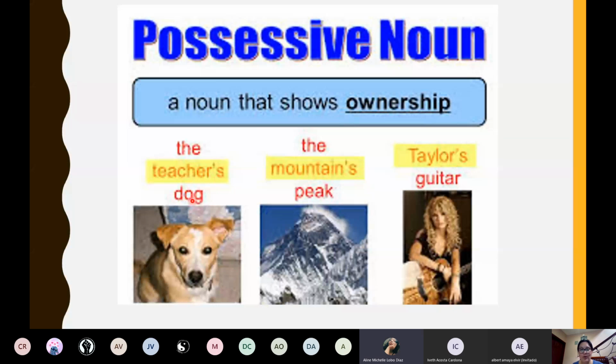The teacher's dog. That means that this dog belongs to the teacher. Now, here we can see the mountain's peak, or the peak of the mountain, the highest part of the mountain. Here we can say Taylor's guitar. The guitar belongs to Taylor. So these ones in yellow, teacher's, mountain's, Taylor's, are the possessive nouns. Why? Because they are the owner of something. The teacher owns the dog, the mountain owns the peak, and Taylor owns the guitar.